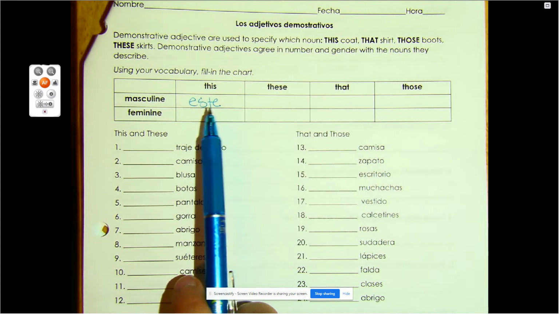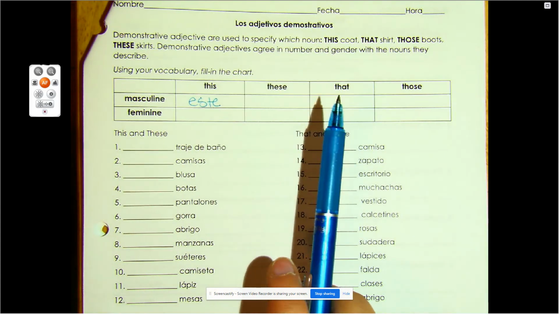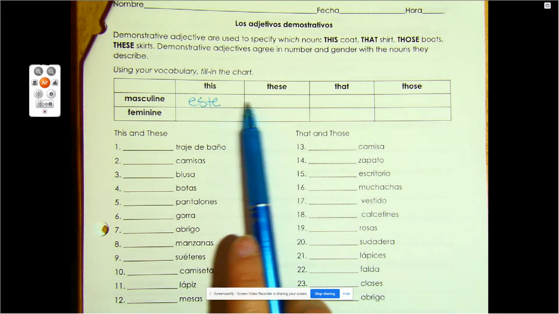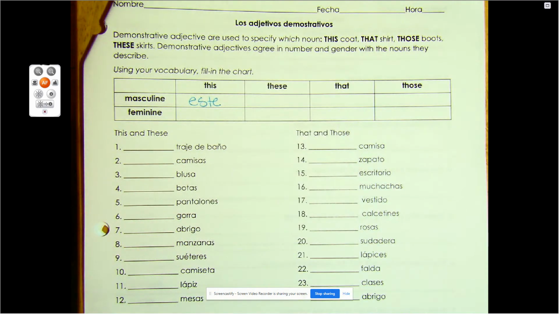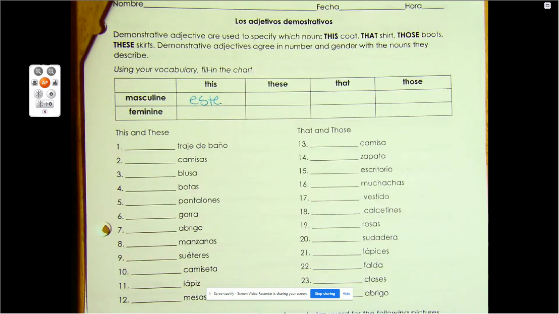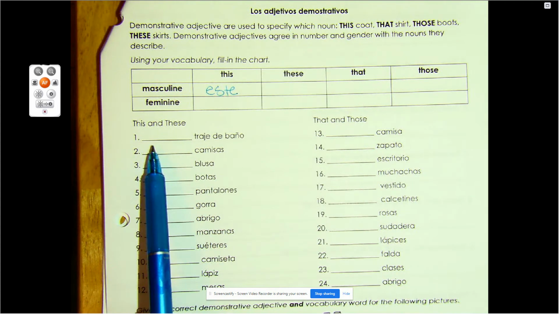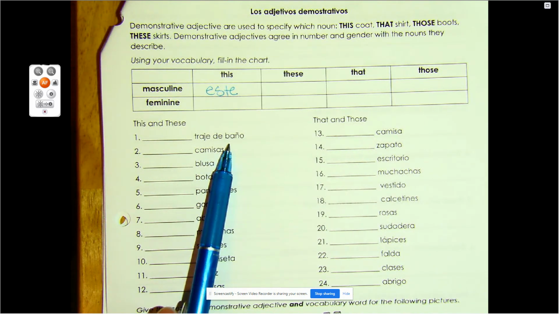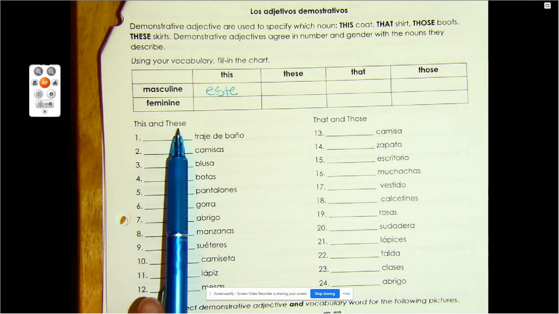Okay, and just remember, an easy way to remember the difference between this and that in Spanish is this and these have T's. So these 4 boxes will have T's, these 4 will not. Okay, so now what you're going to do is look at these 2 columns. This column uses only this and these. So you're going to choose based on the noun. Are you going to fill in the blank with this? Or are you going to fill in the blank with these?